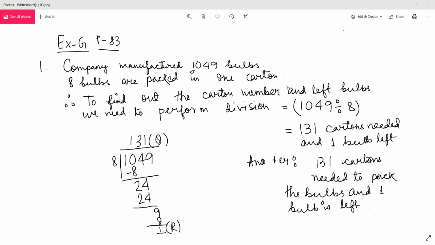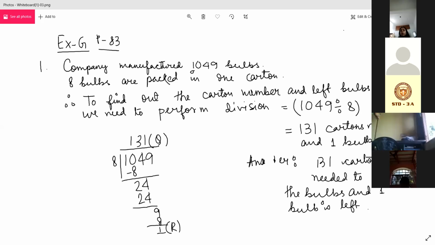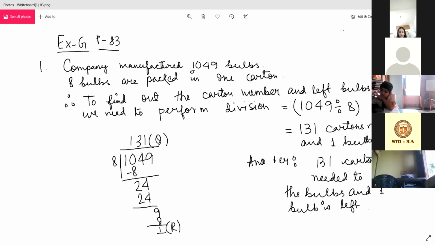If it is completed, please raise your hand. Adrija and Prashmita only raised their hands. Aratrika also.